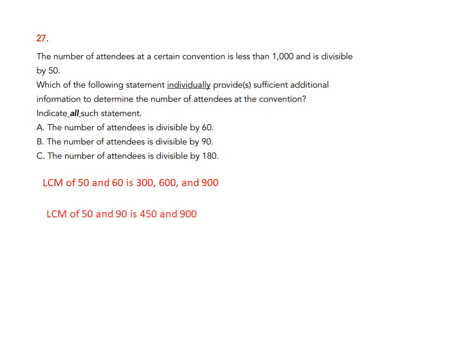Let's take the LCM of 50 and 90. We've got two numbers, that is 450 and 900. So this is also not sufficient to determine the number of attendees. We're left with one option, that is 180 and 50. So there is only one LCM less than 1000, that is 900, and no other multiple is possible. So our correct answer is option C.